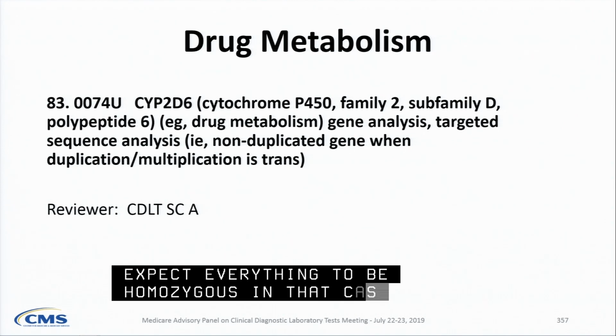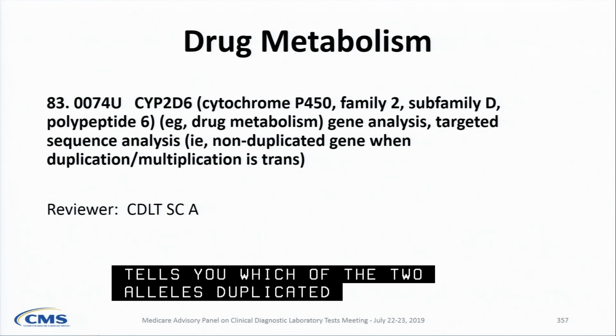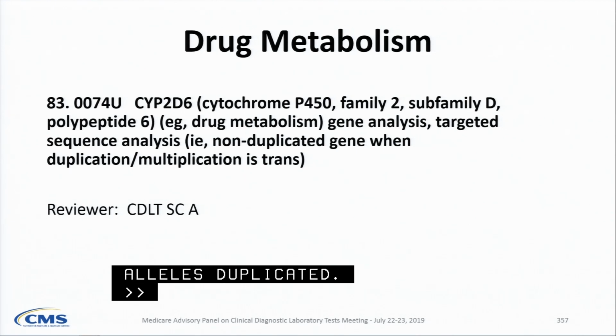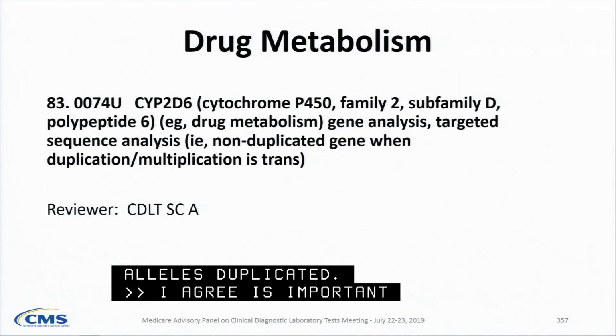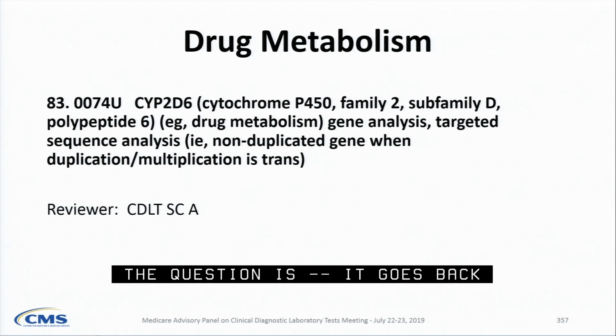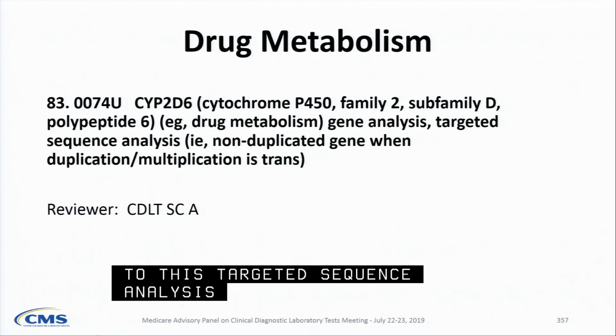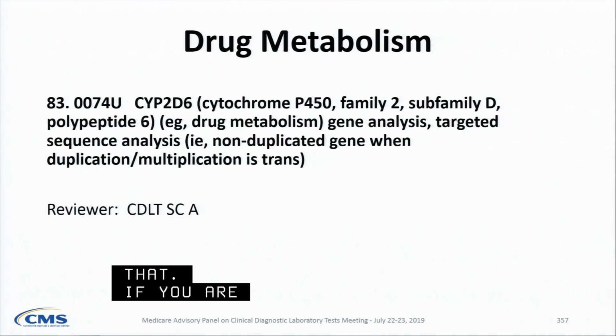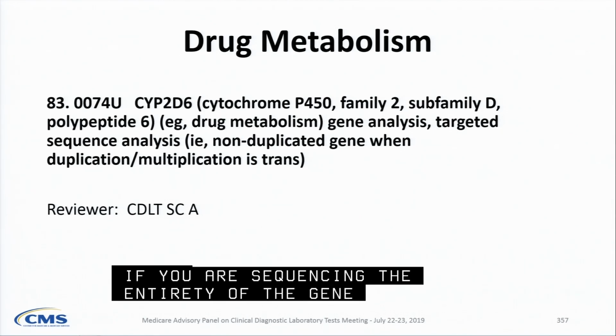Yes, so I agree it's very important to figure out if there is a deleterious variant on a duplicated allele. My question is, again, it goes back to this targeted sequence analysis versus are you sequencing the entirety of the gene to get to the answer of that? If you are sequencing the entirety of the gene to get to that answer, why do you need to sequence the entirety of the gene?